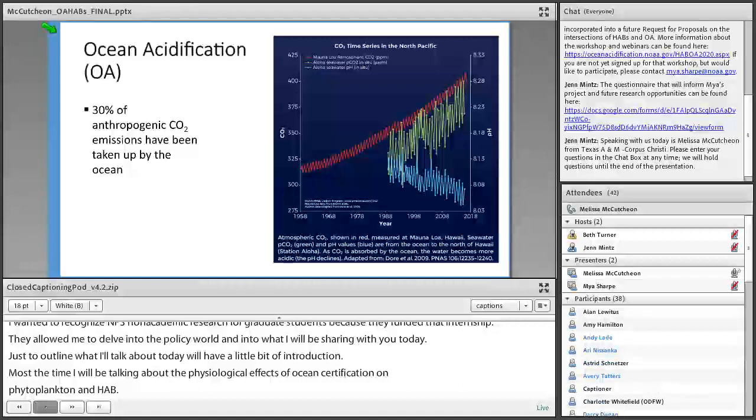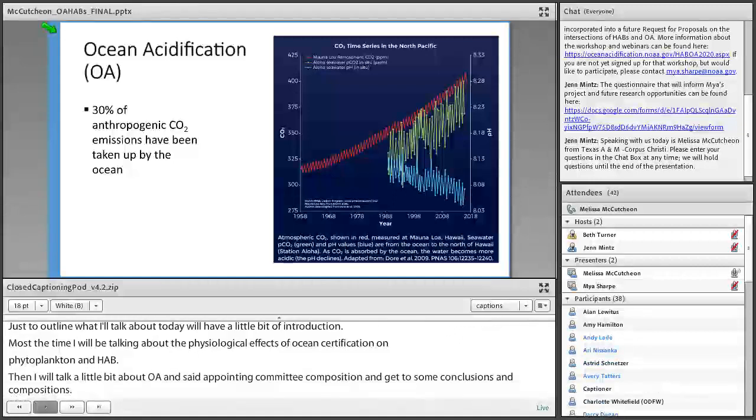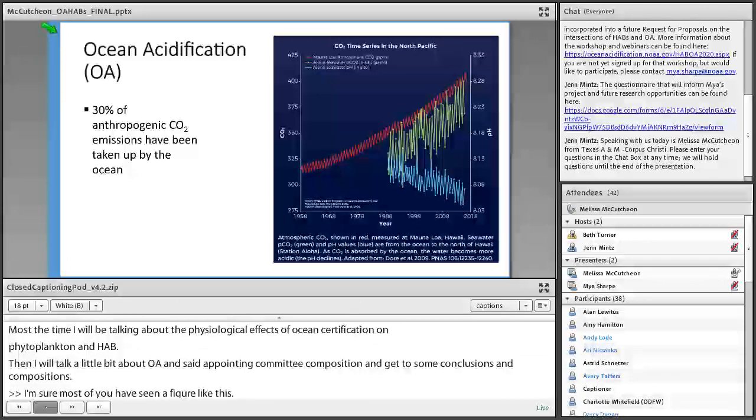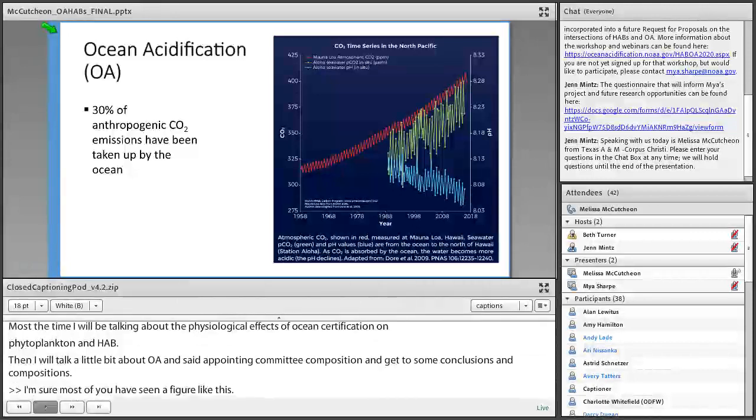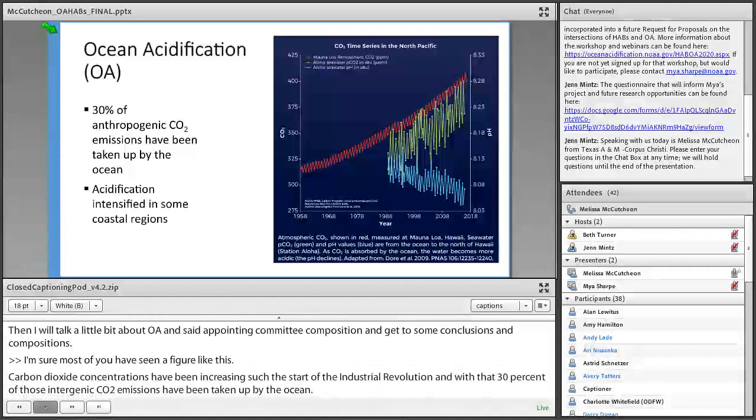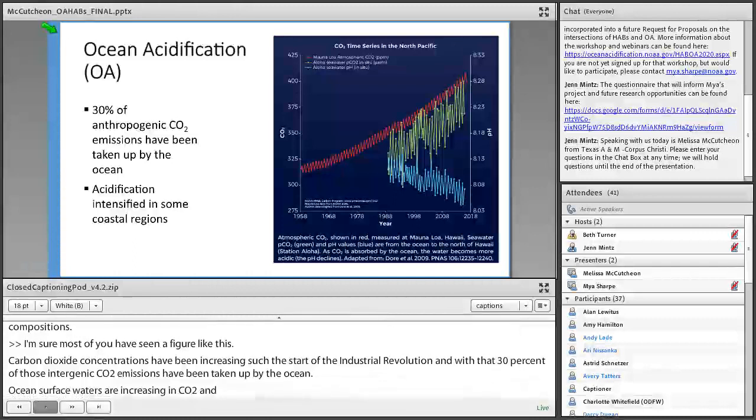So I'm sure most of you have seen a figure like this. Atmospheric carbon dioxide concentrations have been increasing since the start of the Industrial Revolution, and with that, 30% of those anthropogenic CO2 emissions have been taken up by the ocean. So ocean surface waters are increasing in CO2 and subsequently decreasing in pH. And that has the potential to negatively affect a lot of different marine species.